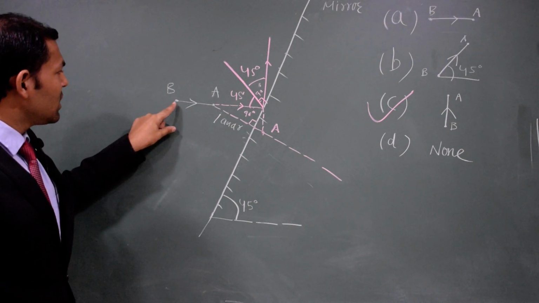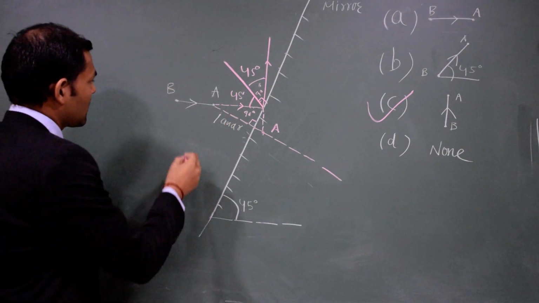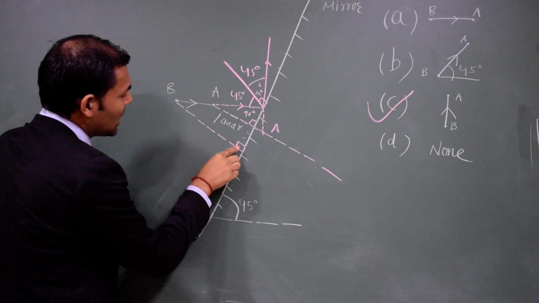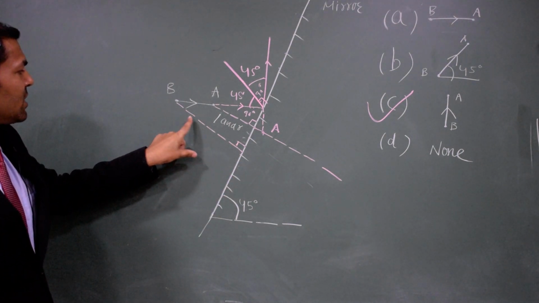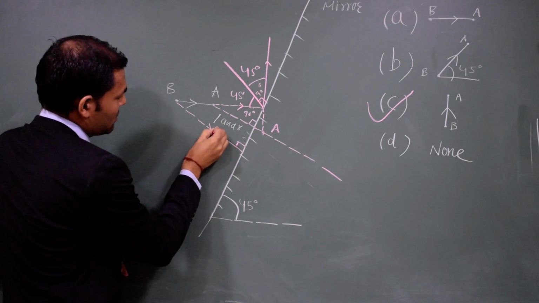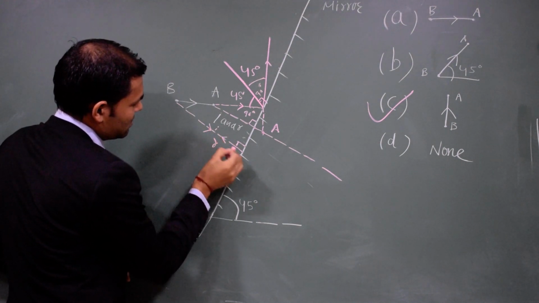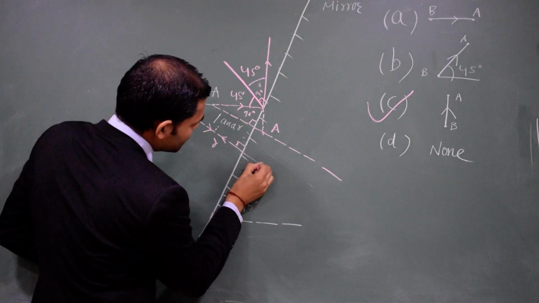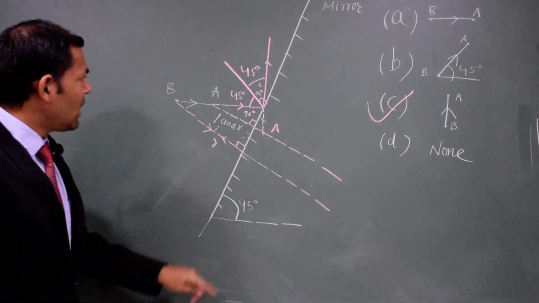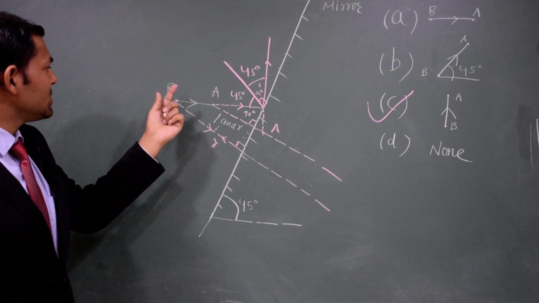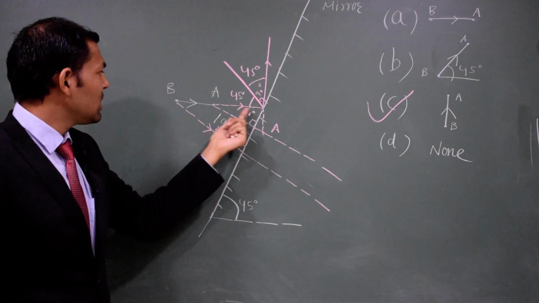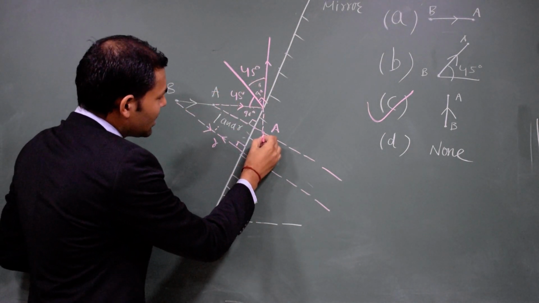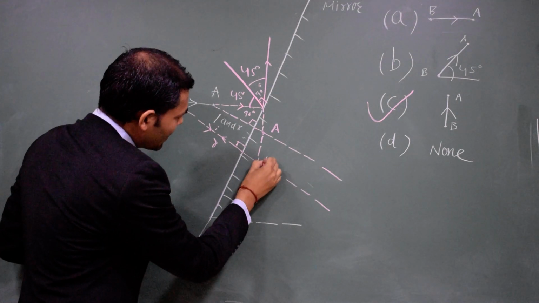Similarly, to get point B, we will follow the same procedure. The incident ray is making 90° with the plane mirror, so the reflected ray will be in the same direction. We will extend this reflected ray behind the mirror. The second incident ray from point B will be horizontal and it will reflect vertically like this, and upon extending it will meet this ray at point B here.